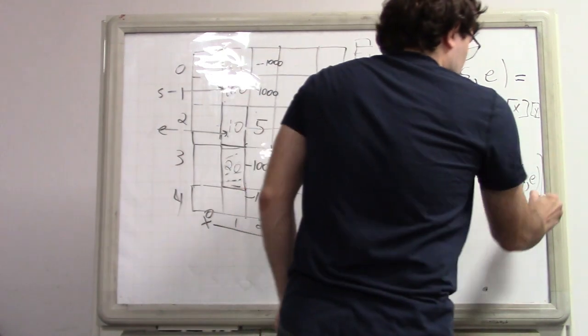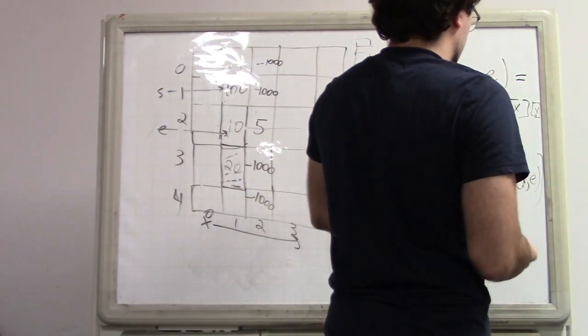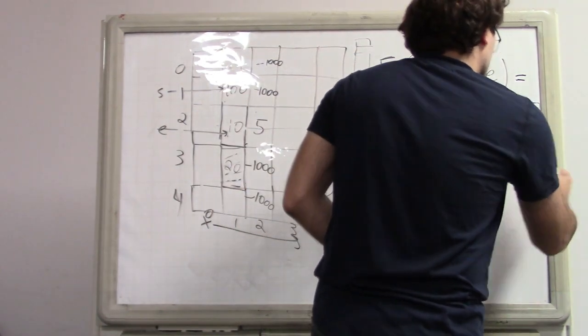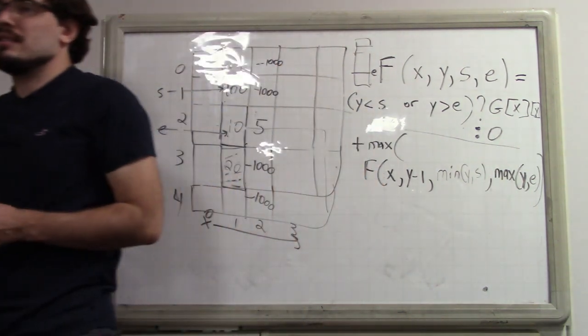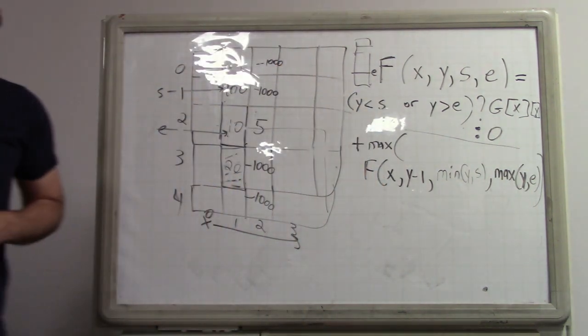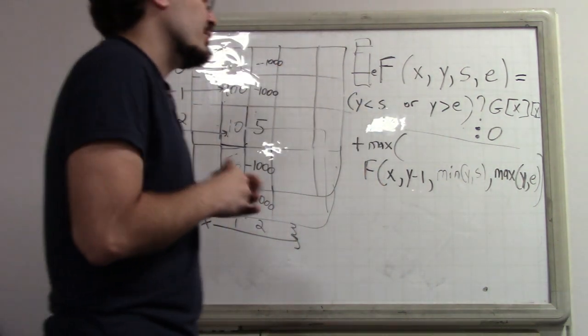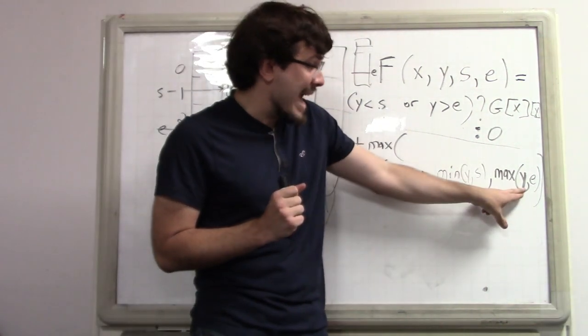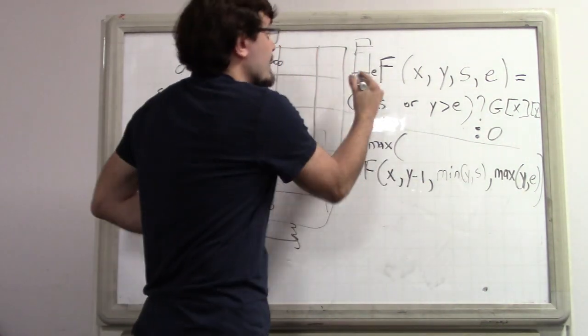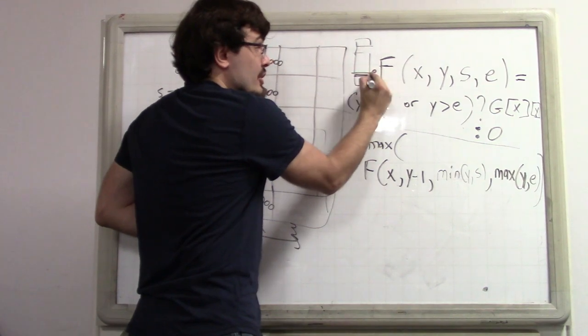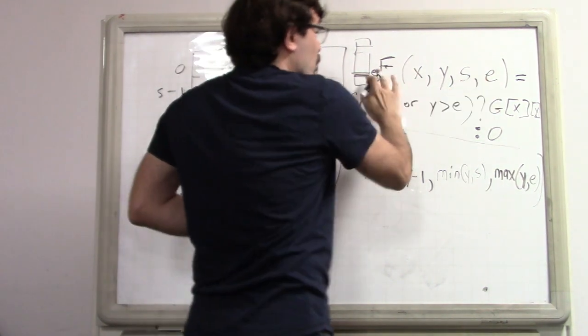XC. No, why? The parameters s and e both relate to a y coordinate. There's no reason it would be x. It's max of y and e. This is saying that if your y is here, then your new e is y now.